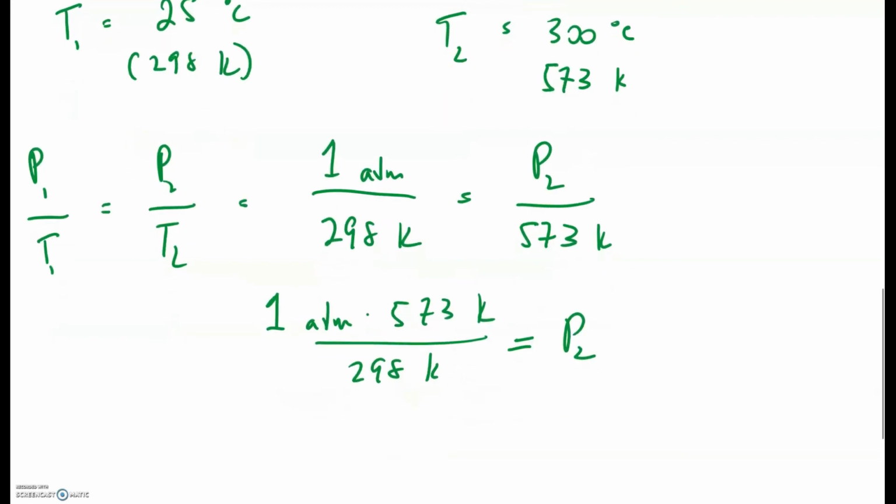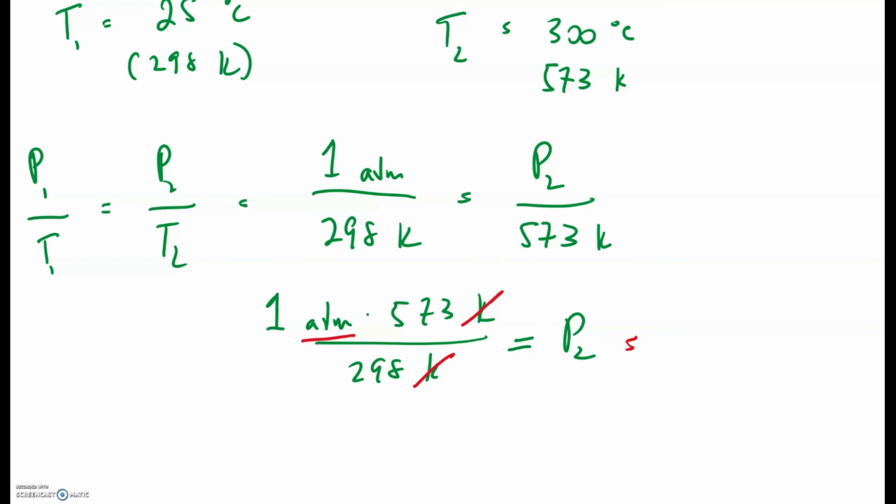Now, I'm a big believer in paying attention to the units. So we know that we're dividing kelvins by kelvins. That means they will cancel. And all that's left is atmospheres, which is what we want, a unit of pressure. So 1 times 573 divided by 298.